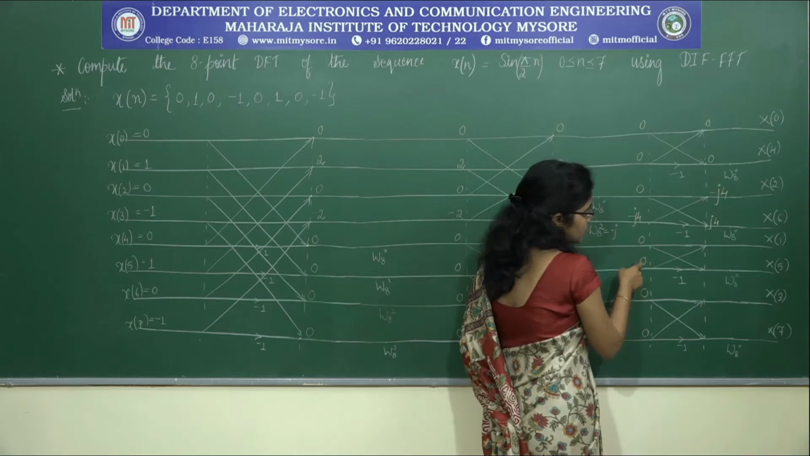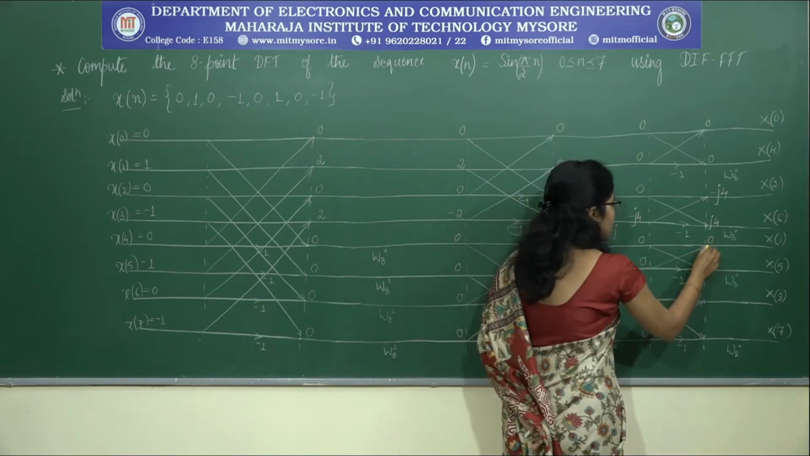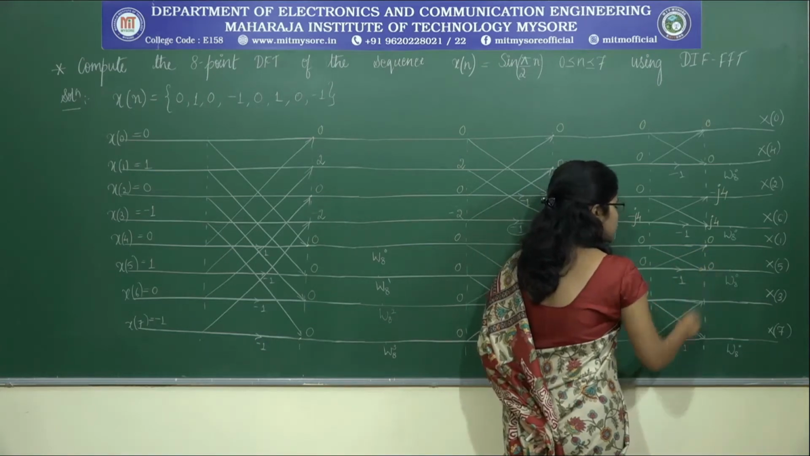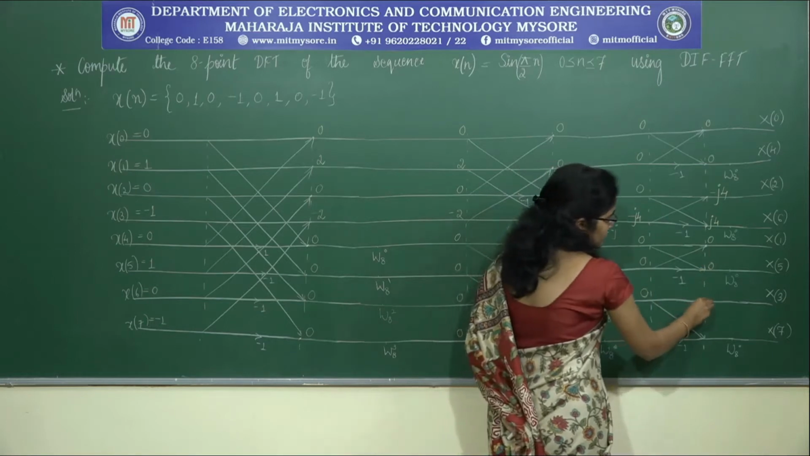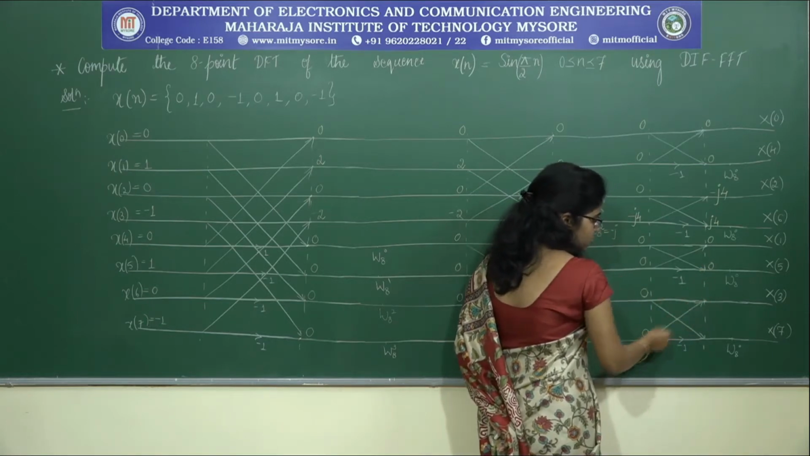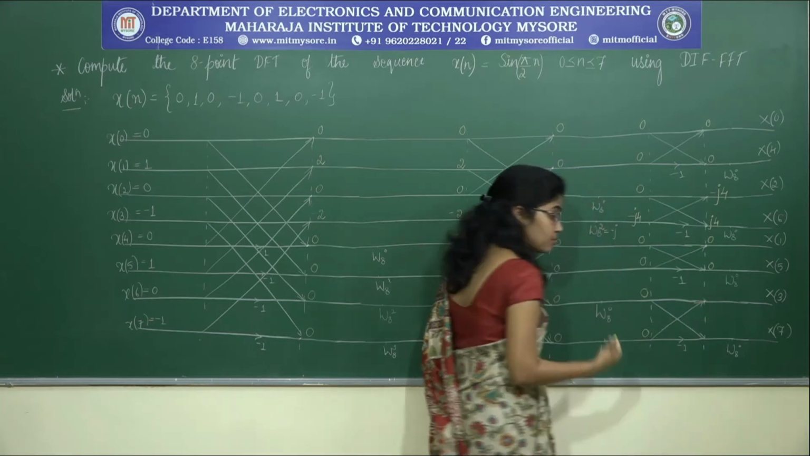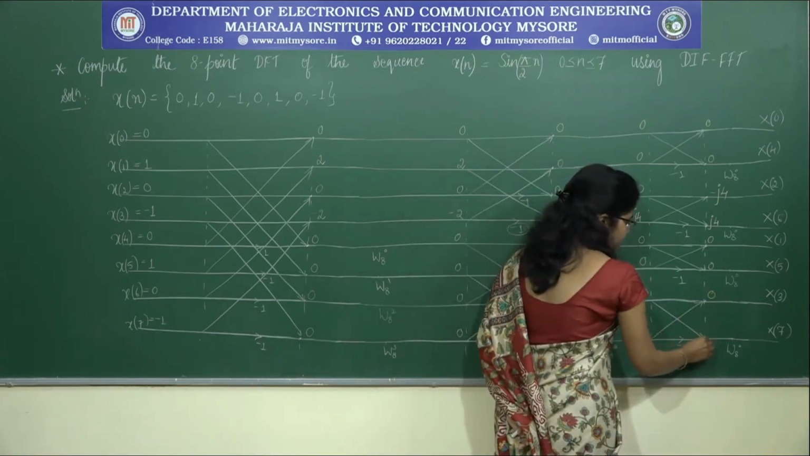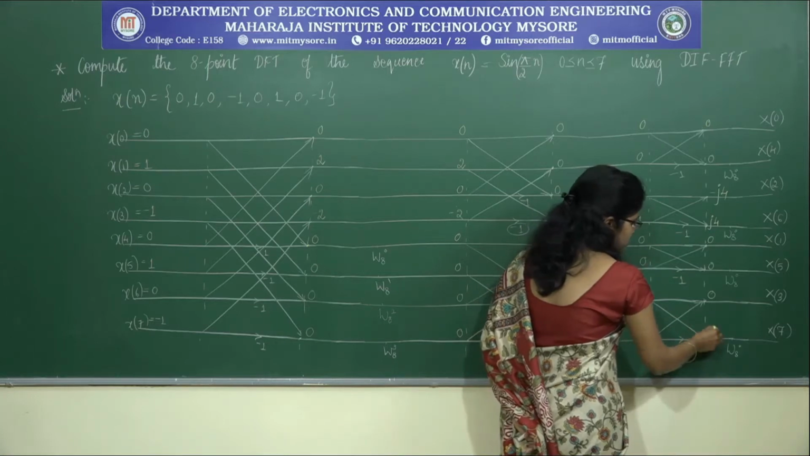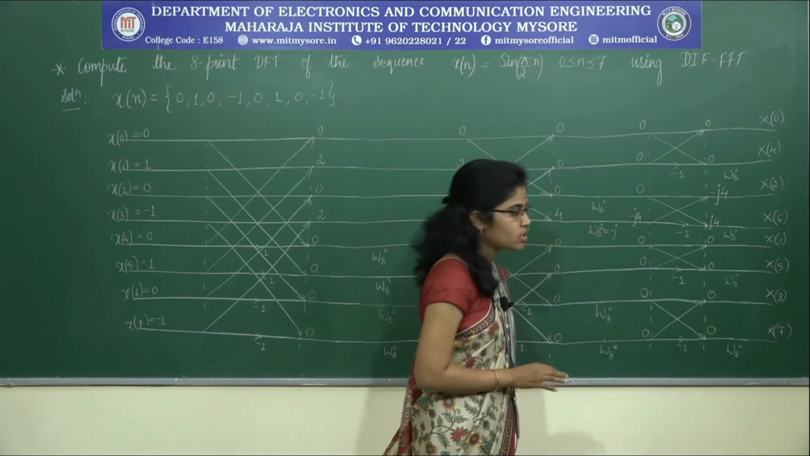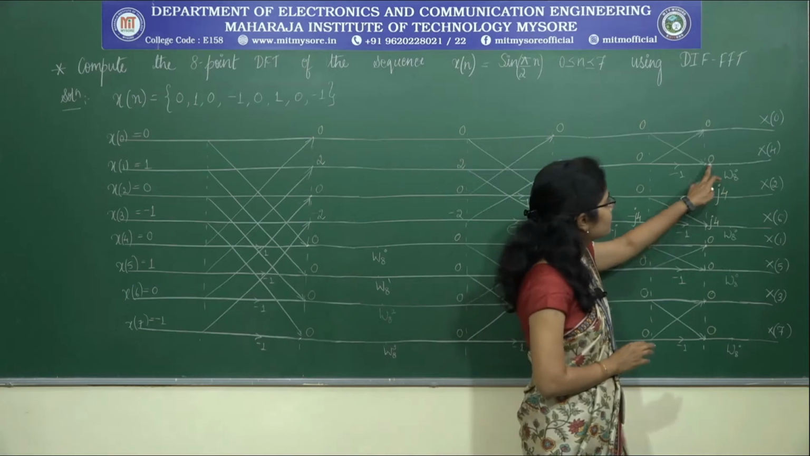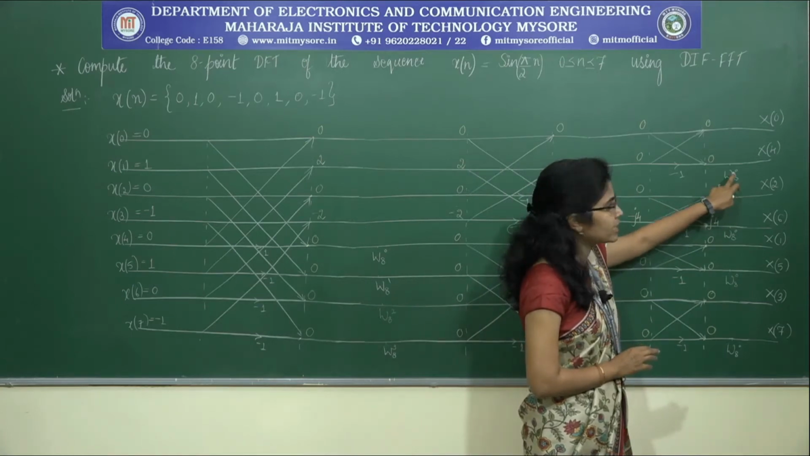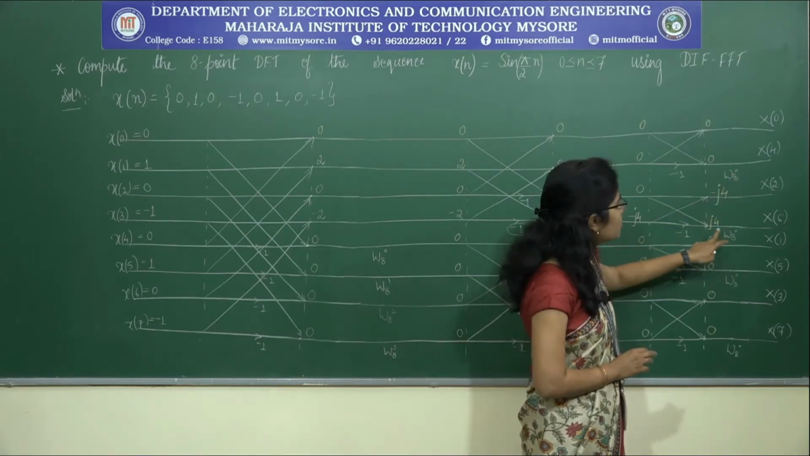Similarly, since here the inputs are 0, the output at this point and this point are 0. Similarly, here this branch is also giving 0, 0 is coming here from both the branches. So 0 plus 0 is 0. Again here both the values are 0, that gives us 0. Now what I need to do? I need to multiply 0 with the twiddle factor term omega 8 power 0, which gives us 0.